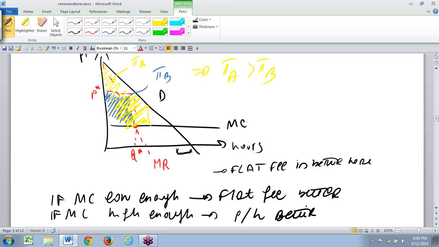What is low enough and high enough depends on the problem, obviously. It depends on the slope of the demand curve and whatever. But you can just use low and high enough depending on the variables. Okay. Other questions?